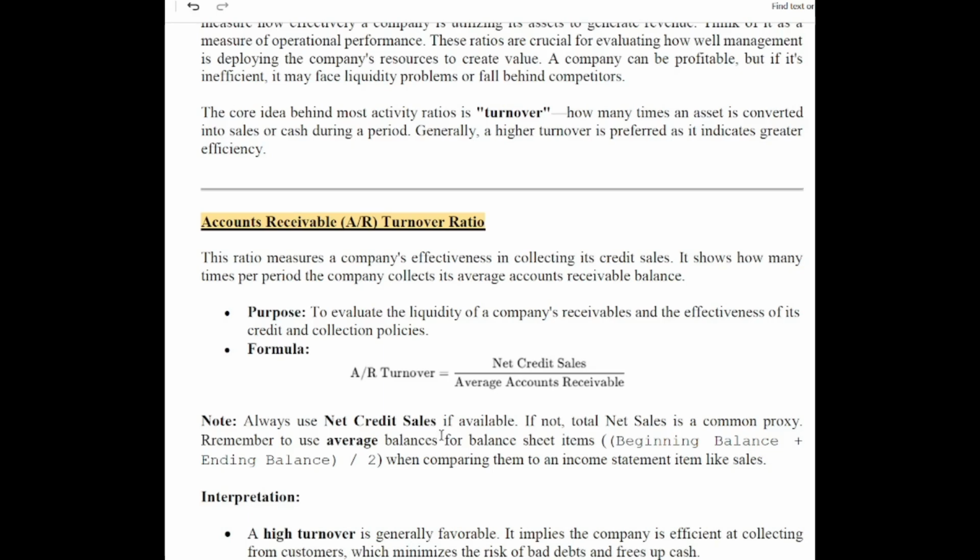Remember to average the balance sheet item. If you are comparing one item from the income statement and another item from the balance sheet, it's always required to average the balance sheet item. That means you take the beginning balance plus the ending balance divided by 2 to get an average. So in the accounts receivable turnover ratio, the formula is net credit sales divided by average accounts receivable. So here we have to average the accounts receivable. Don't take the accounts receivable at a point in time.